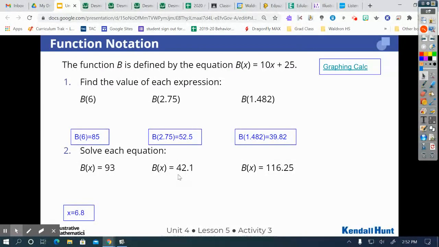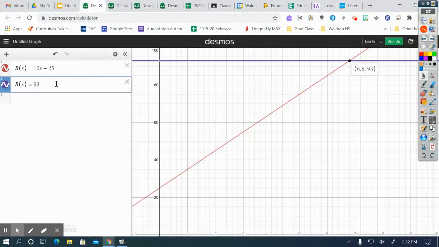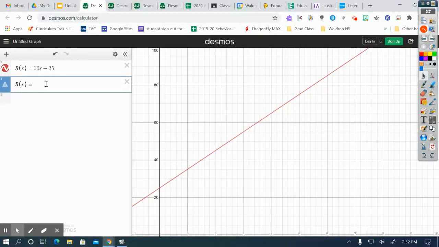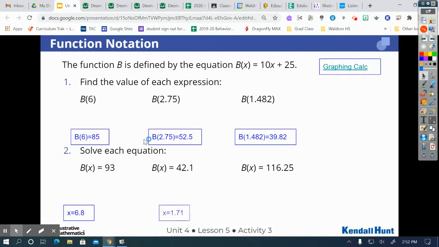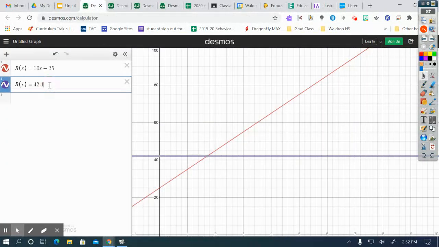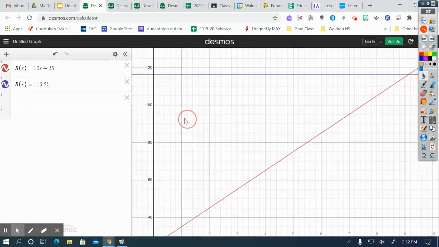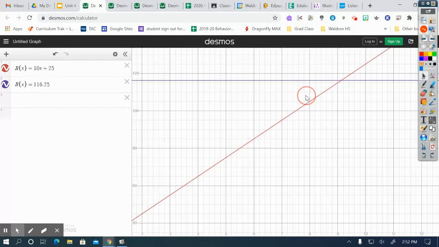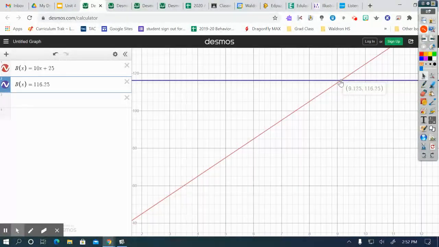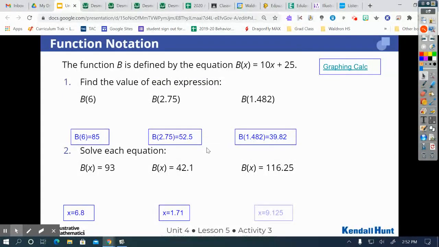Okay, what if I only want to pay $42.10? Just change that number to 42.10, and you can see that it is at 1.71. And $116.25 would allow you to use 9.125 gigabytes of data.